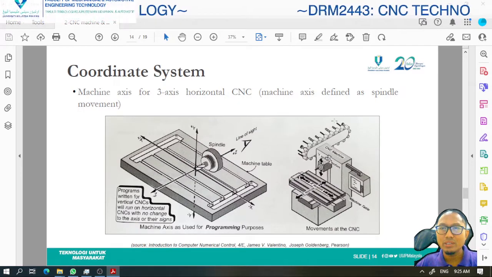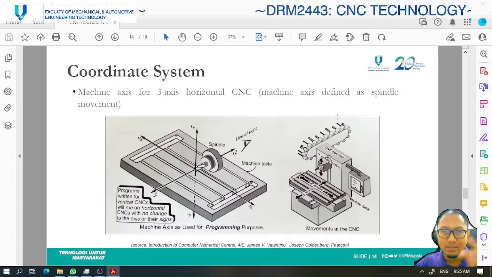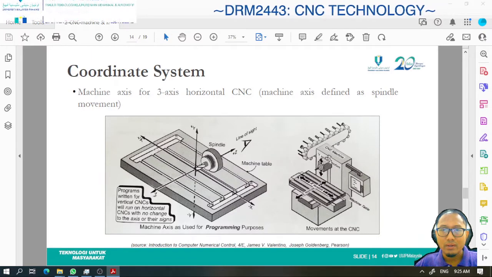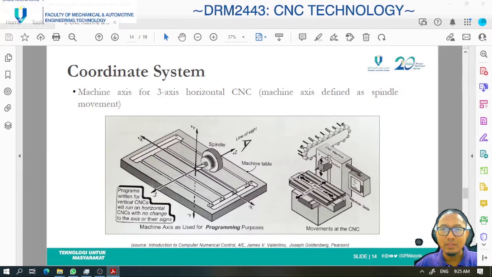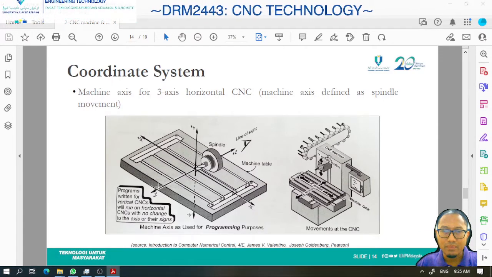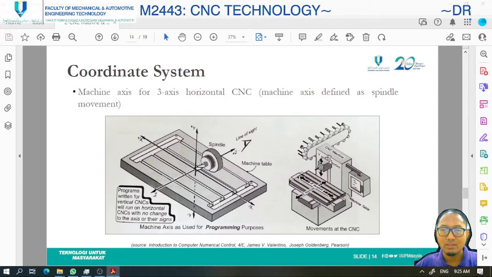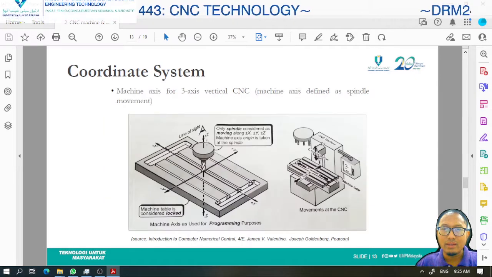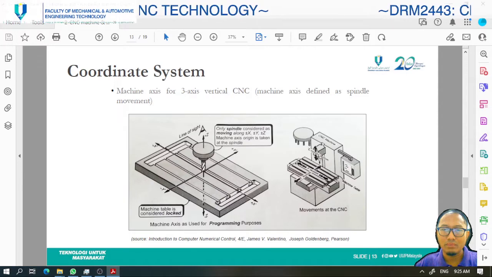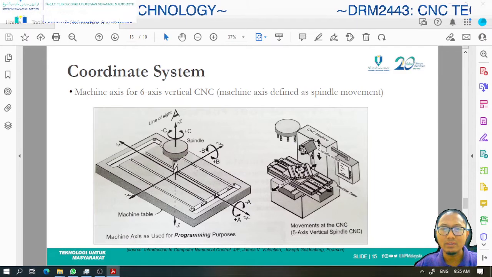So for this machine, the spindle is set at horizontal orientation. So we have x and y a bit different from the vertical one. Okay, we can see that the z positive and z negative is at this direction, at our line of sight. So unlike the vertical one, z is from the top to the bottom. Okay, so these are the differences for three axis, and then we have six axis vertical.